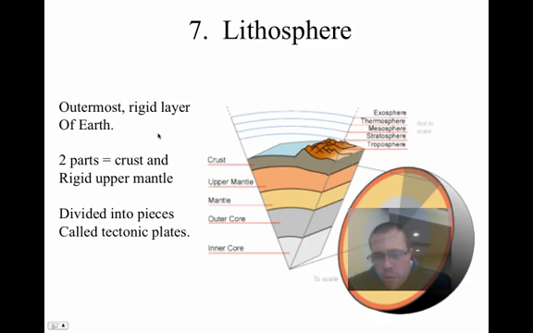So now we're going to talk about the physical layers, and this is where I think you're going to be writing some more, so please pause this as you need to write down this information. I believe we're going to be looking at the same diagram here. So first off, the lithosphere. Outermost rigid layer of Earth has two parts, the crust and the rigid upper mantle. And it is the lithosphere that is divided into our tectonic plates.